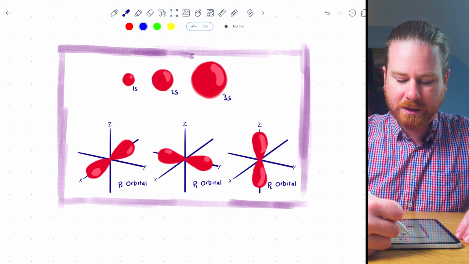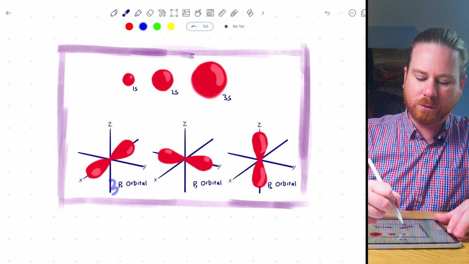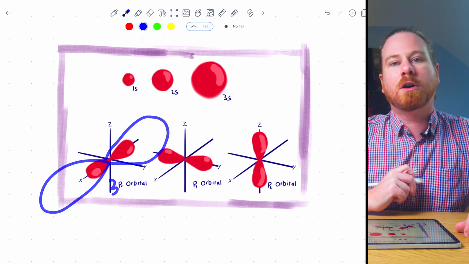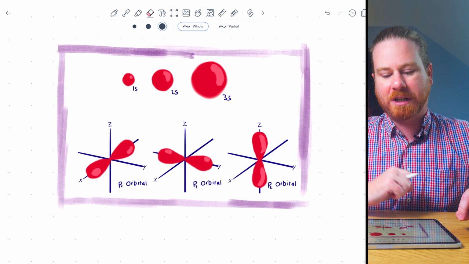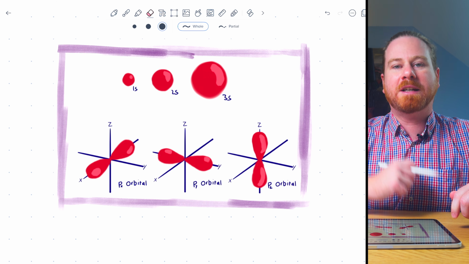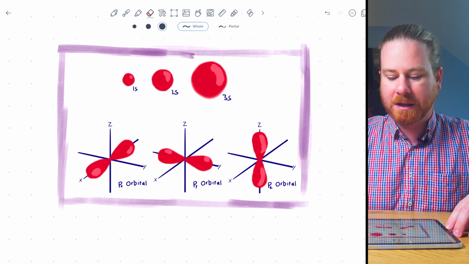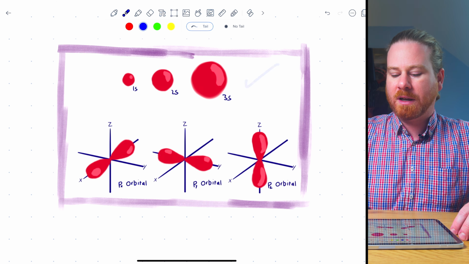If we said that these were 2p's, a 3p orbital would just be a bigger version, not that big, but you get the idea, the same shape as what we've got here. The really key thing to remember is that each orbital can only hold 2 electrons. And these are the shapes you need to know: the s orbital is a sphere, and the p orbitals are these 2 lobes in the different directions on the 3D axes.